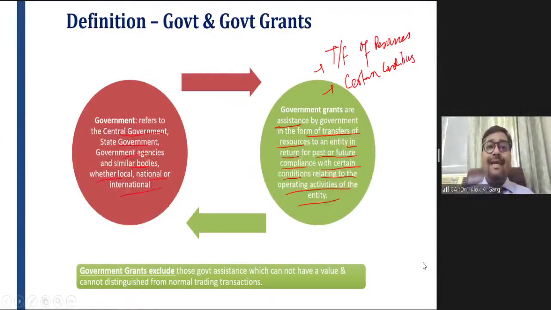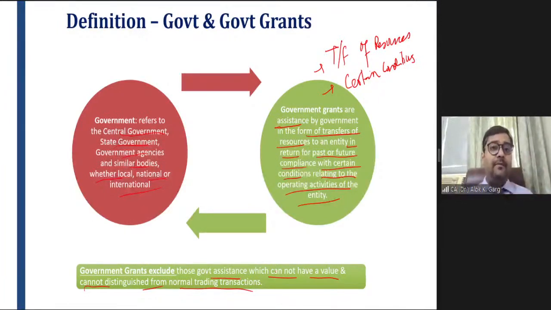So government grant excludes those government assistance which cannot have a value and cannot be distinguished from normal trading transactions. That is why I have told you those kinds of assistance are only disclosed in the notes to accounts, and the accounting part will not be there because there is no value and they cannot be distinguished from normal trading transactions.